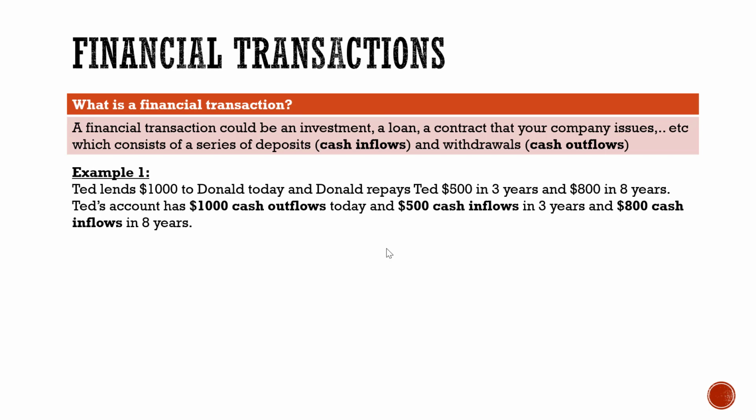For example, if Ted lends $1,000 to Donna today, and Donna promised to repay Ted $500 in 3 years and $800 in 8 years. Then on Ted's account, today he cashed $1,000 out. So that means $1,000 is cash outflow. Then 3 years later, he received $500. So $500 is the cash inflow at time 3. And 8 years later, Ted received $800. So $800 is another cash inflow.